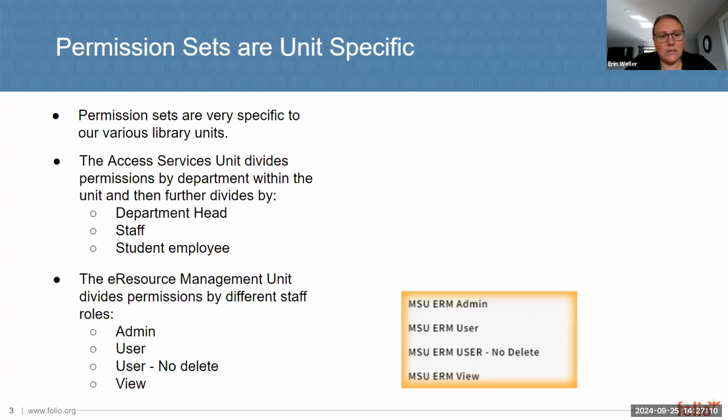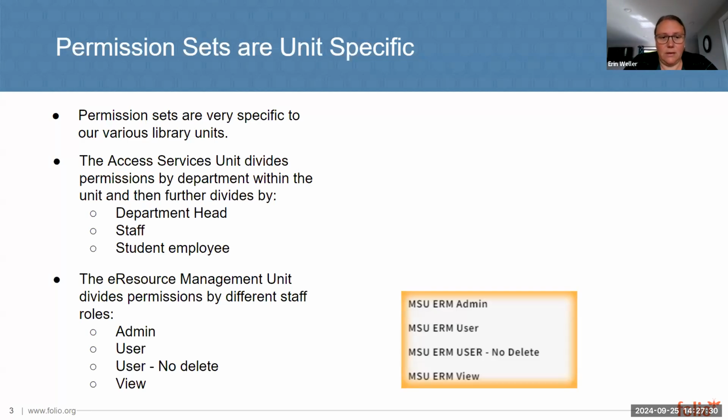And then as another example, we have our e-resources management unit. So this here are all staff roles. So they don't break it out by head, student, staff. These are all staff, but they have different jobs. So we have labeled them different things. We have an admin, a user, no delete, and view.